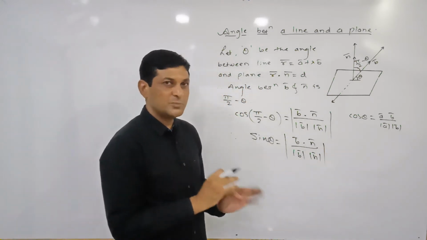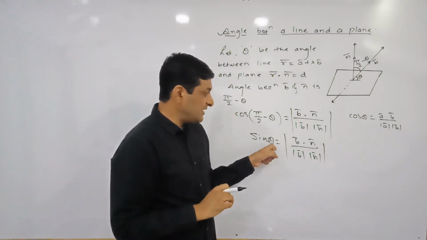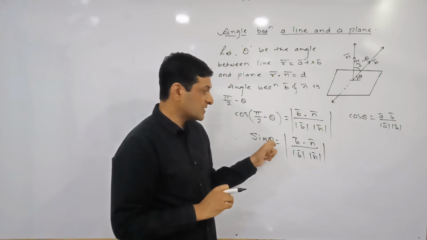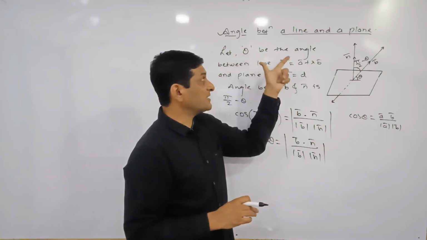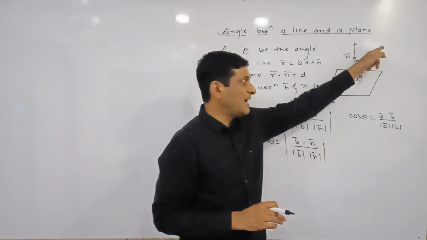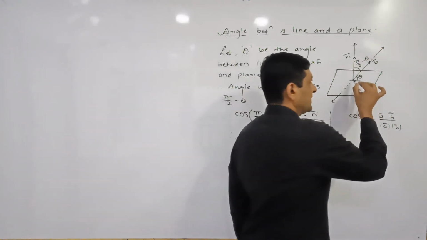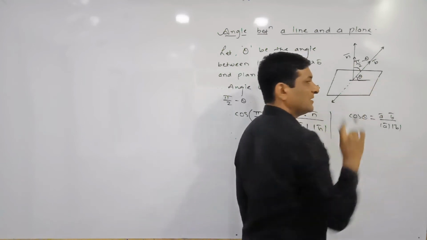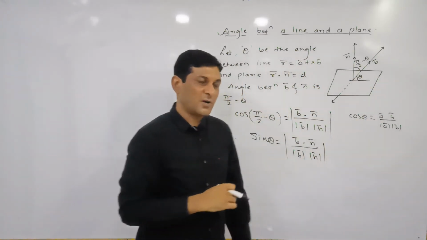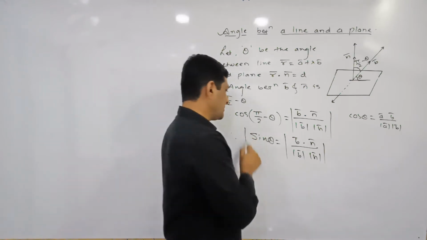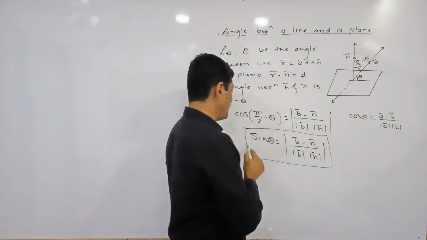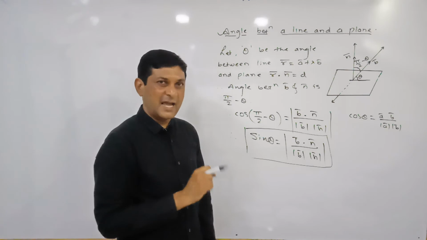Now we can observe here this theta. What formula have we got? Sin theta. What is theta here? Theta is the angle between the line and the plane. Applying this formula, we are able to find out the angle between the line and the plane. So this is our required formula to find the angle between line and the plane.